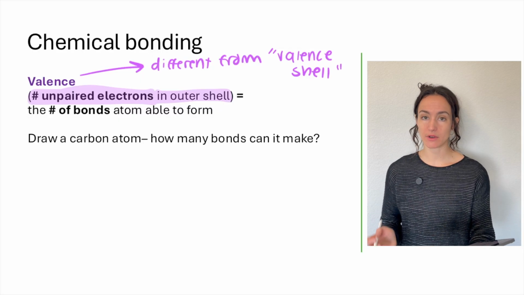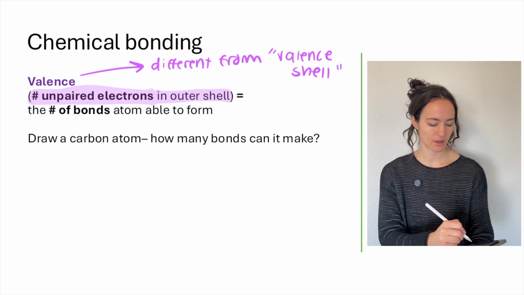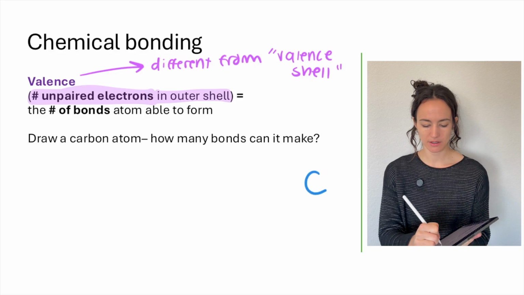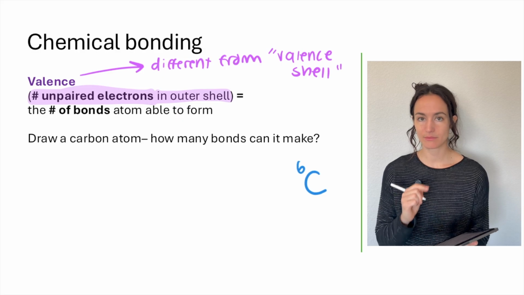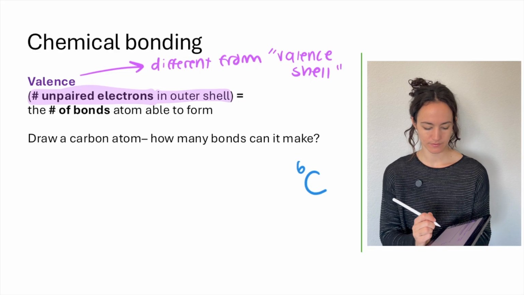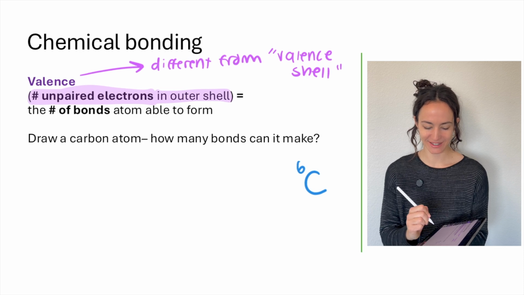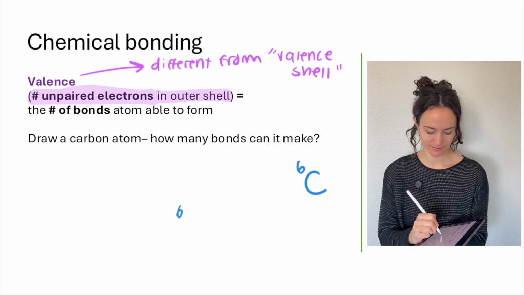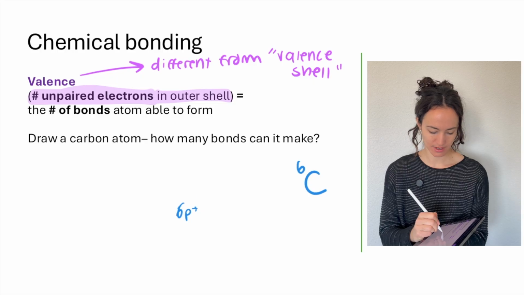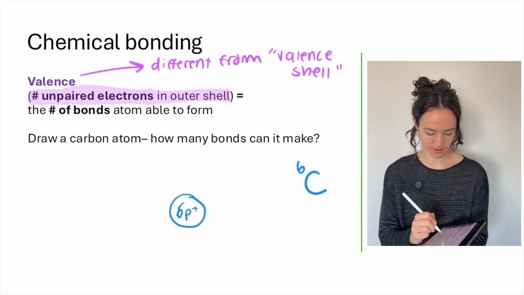So draw an atom of carbon. How many bonds can it make? To help you out here, carbon has an atomic number of 6. Pause the video, draw it out on your own first. And I'm going to start drawing it. So carbon is going to have 6 protons. I'm just going to write in 6 protons, and that's going to be my center. I'm not really worrying about neutrons right now.